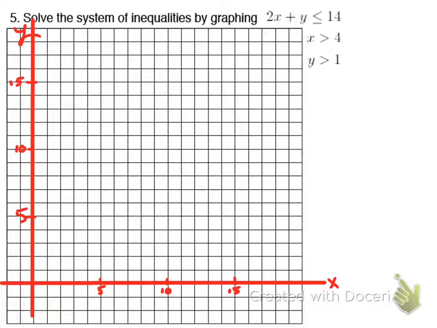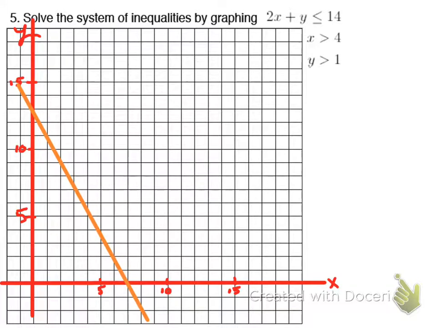Again, we have another system of inequalities to graph. This time we have three inequalities to graph. So the first one, this 2x plus y is less than or equal to 14. We have an x-intercept of 7, y-intercept of 14. Alright, so I'm going to need to go from up here at 14 down to 7.